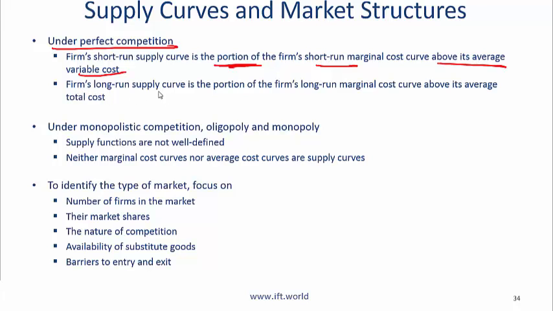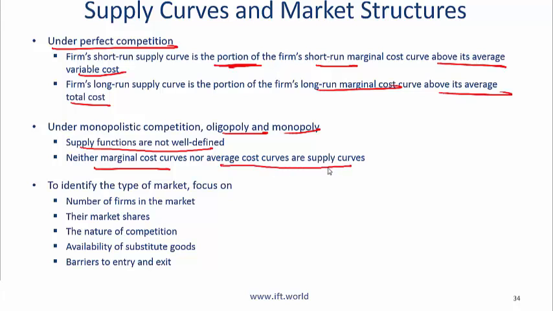The firm's long-run supply curve is the portion of the firm's long-run marginal cost curve above its average total cost. In the long run, if the price is below average total cost, then the firm should shut down. Under monopolistic competition, oligopoly and monopoly, supply functions are not well defined. Neither the marginal cost curves nor average cost curves are the supply curves. But in perfect competition, the marginal cost curve is the supply curve above the average variable cost.